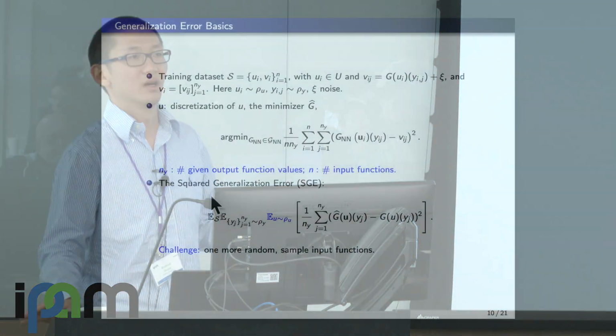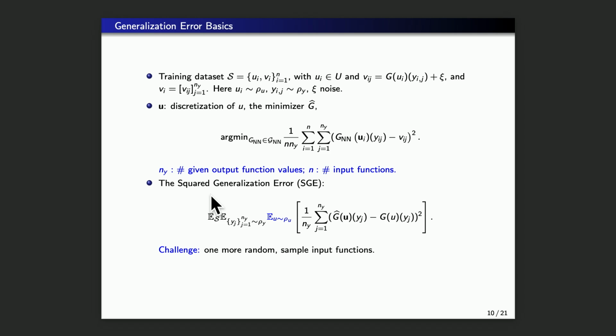Just stop me if you have any more questions. Okay, let's go back to where we are. Here, the generalization error is basically the average testing error. For example, we have a trained neural operator, we use it to make predictions on testing samples, and we take the average. So this is the rough understanding.